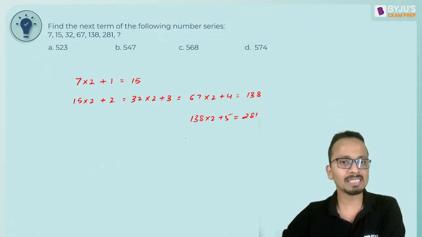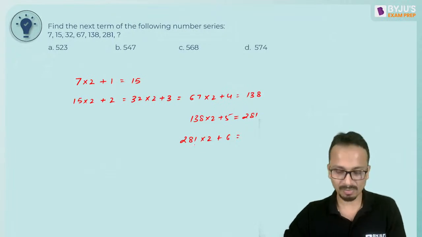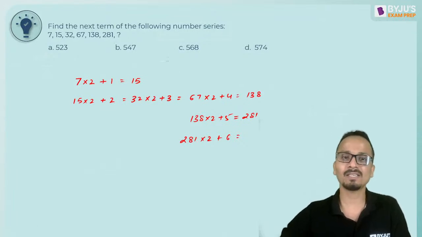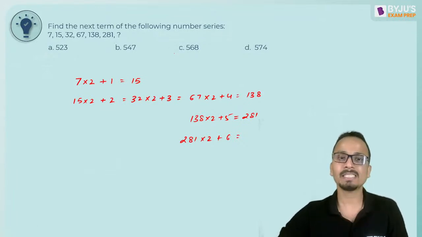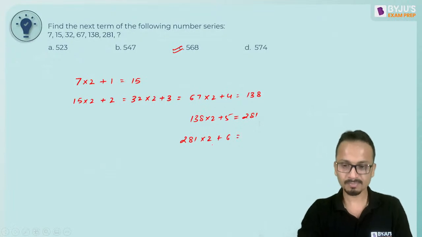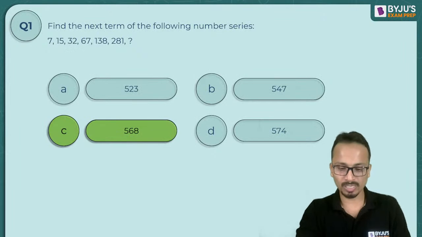So the next number, the answer, will be 281 multiplied by 2 plus 6. All right. Let's see how many of you have given a correct answer. Yes, almost all of you have given a correct answer. So the correct answer will be 568. So option C, that is 568, is the correct answer. All right. So option C is absolutely correct.